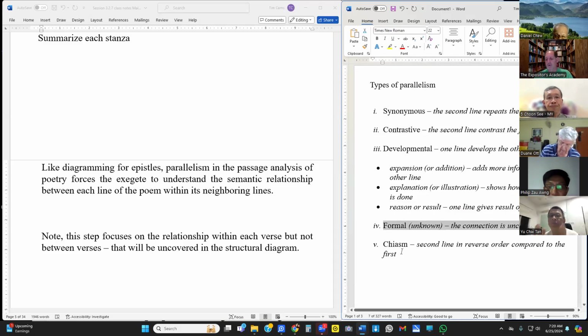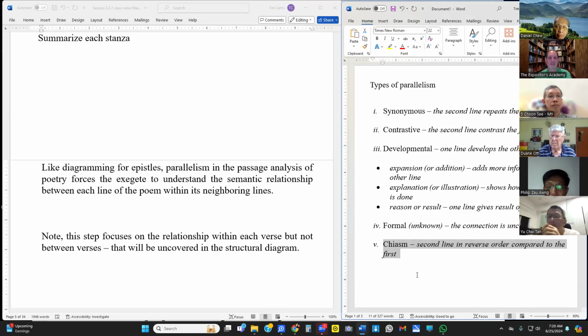And there's a special kind of parallelism in synonymous or contrastive passages called a chiasm, where the second line is in reverse order compared to the first. When we studied this before, Psalm 51 was a particular psalm that used a lot of these chiasms, where essentially the second line is synonymous or contrasts the first, but it's in the opposite order. So instead of subject, verb, object, it would be object, verb, subject, or something like that. And that draws attention to the center of that chiasm, where the end of the first line or the beginning of the second line.